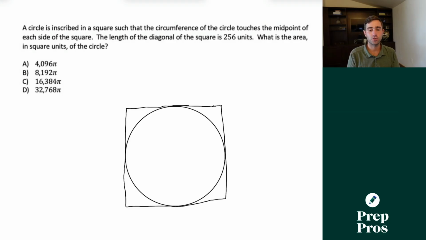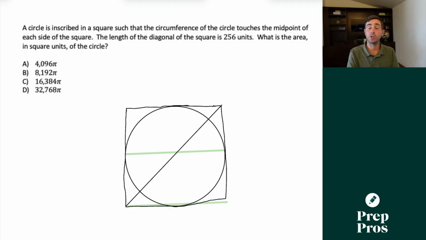So a circle is inscribed in a square such that the circumference of the circle touches the midpoint of each side of the square. The length of the diagonal of the square is 256 units. What is the area in square units of the circle? Now, what makes these questions look and feel really difficult for a lot of students is it feels hard to determine anything about the circle. But if you have a circle inscribed in a square, what you always want to remember is the side length of the square is going to give you the diameter of the circle.